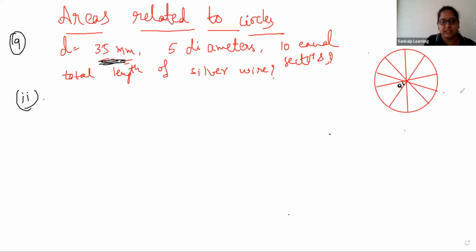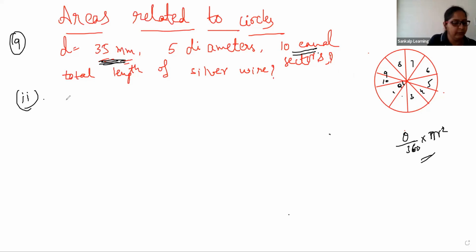Here we are not using the formula. You know the formula of sector, that is theta by 360 into pi r square. But here we are not using it. Instead, how many divisions are there? 1, 2, 3, 4, 5, 6, 7, 8, 9, 10. There are 10 equal sectors, right? So if you find the total area and divide by the number of sectors, you will get the answer. Total area by 10, we will get the answer.